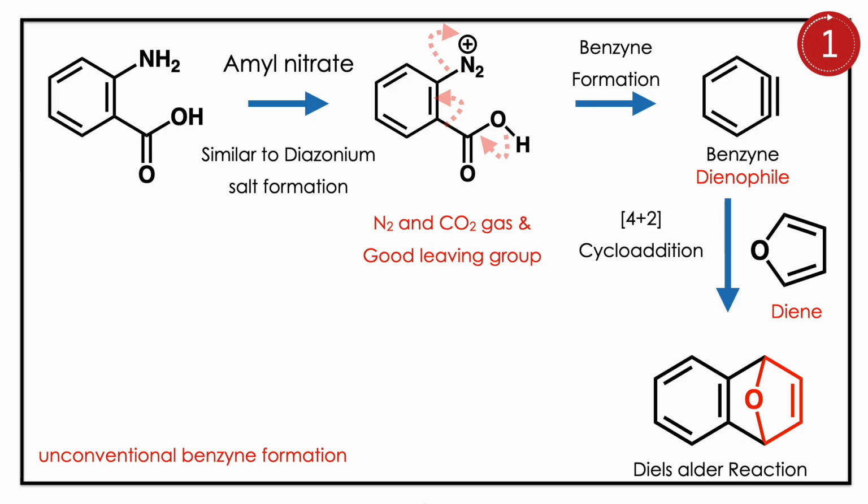So benzyne is there. It can act as a dienophile. You are reacting with diene. So diene and dienophile mean Diels-Alder reaction. 4 plus 2 cycloaddition happens. You have the final product. The concept you outlined here is whenever you have two adjacent leaving groups, you should expect Benzyne mechanism.